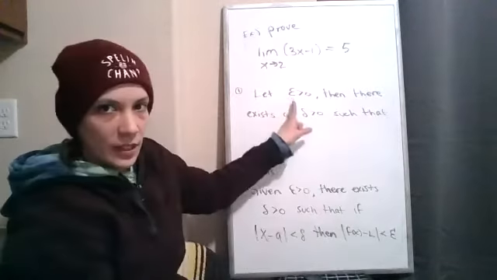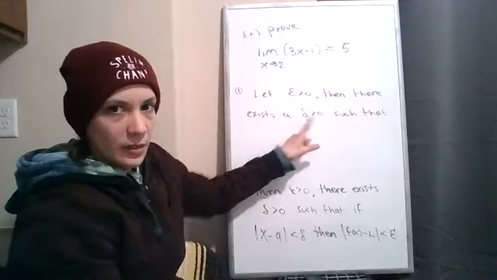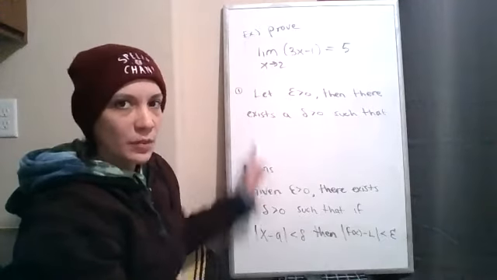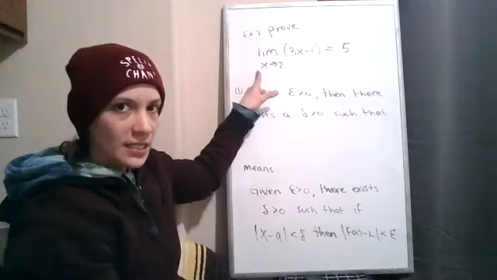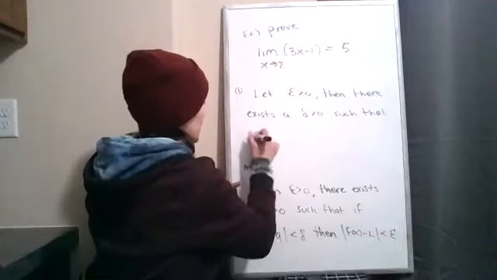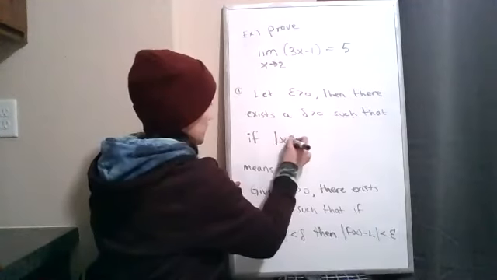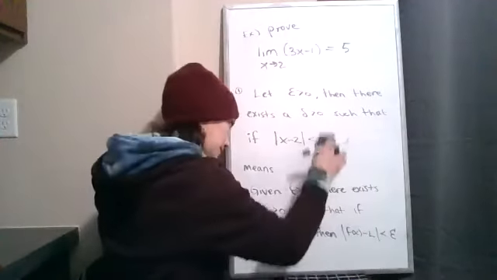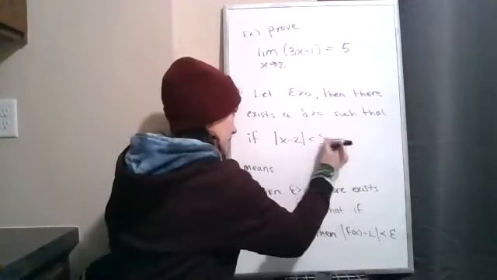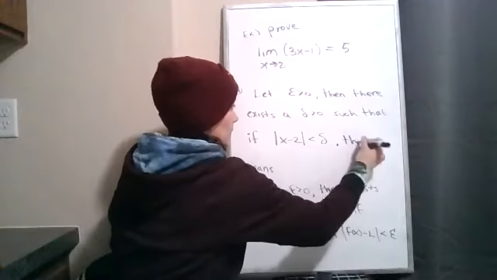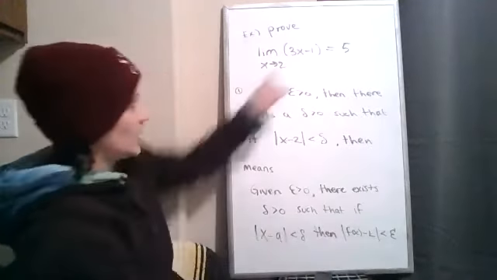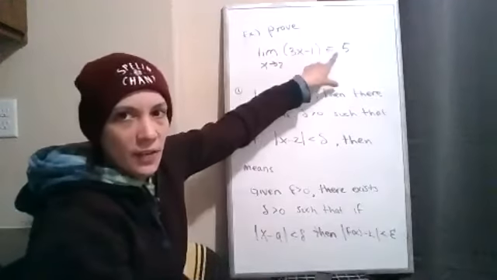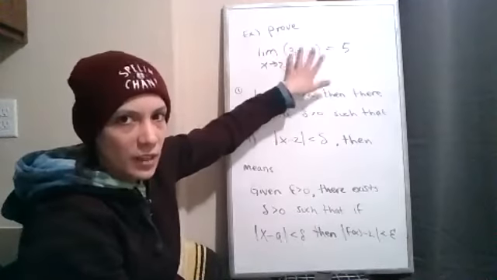Okay, epsilon greater than 0, there's a delta greater than 0, such that when the distance between x and 2 is less than delta, we're going to get the distance between 3x minus 1 and 5 less than epsilon. We'll just call this f of x.